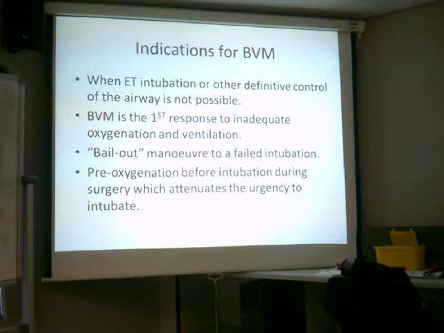What are the indications for a bag valve mask or for an ambu bag, when ET tube intubation or definitive control of the airway is not possible? So usually you will start off with the ambu bag if the patient has just crashed. Okay? So then you will get your ambu bag, you will start resuscitating. Somebody will do the compressions on the chest and somebody will do the breathing for the patient. Then you will try to intubate the patient.